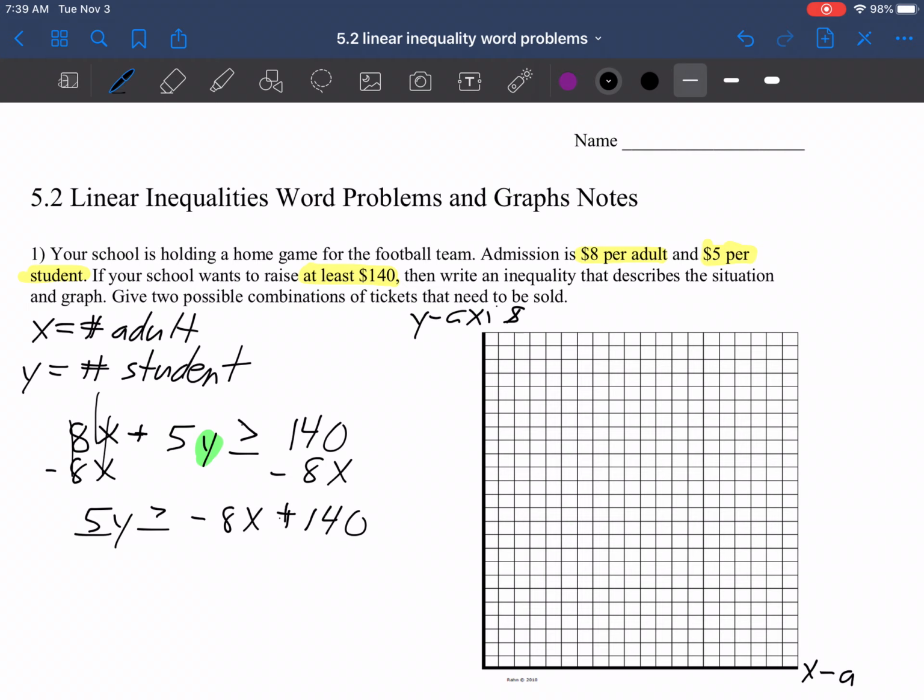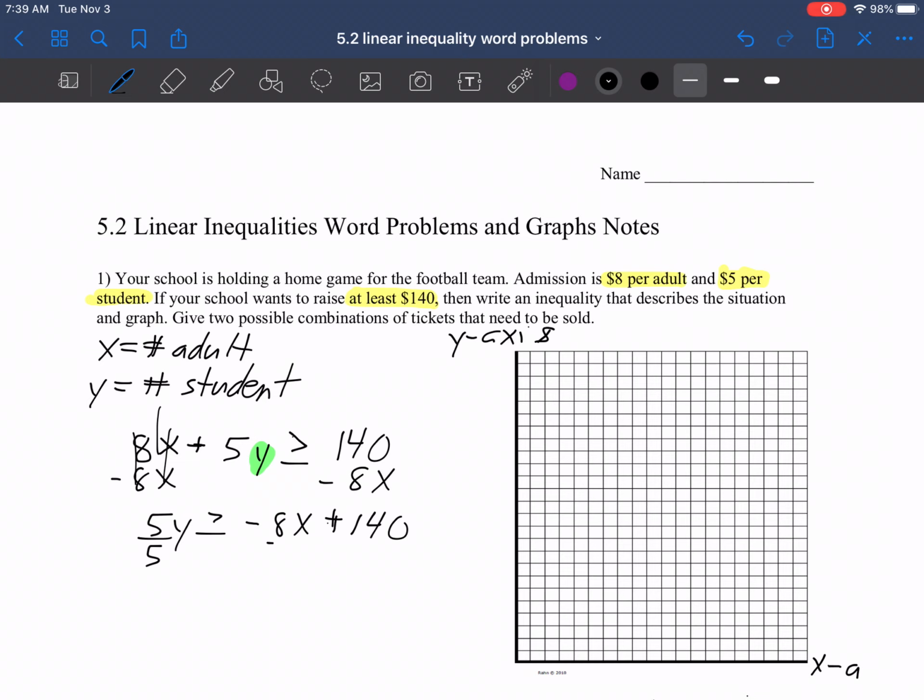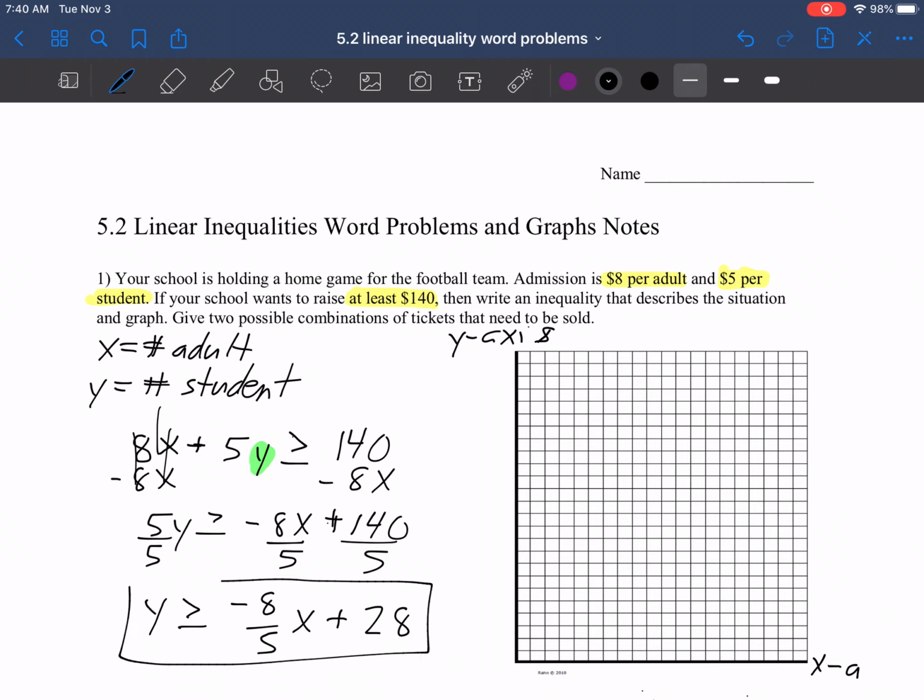And from there you can divide out your 5, like that, right? And if you were to continue this problem, you would see that y would be greater than or equal to negative 8 over 5x plus 140 divided by 5 is 28, like that. And here is your equation, or it's an inequality really this time, but now it's in the slope-intercept form, which is nice because you can go through and graph it.